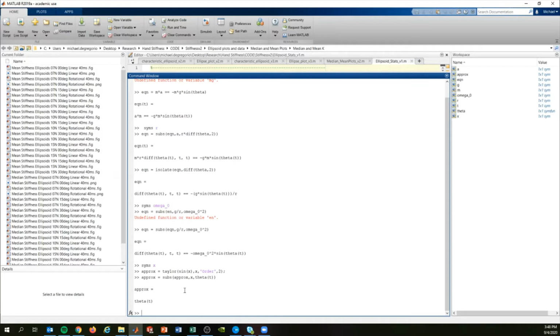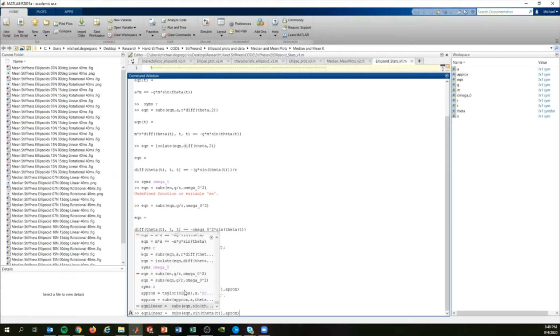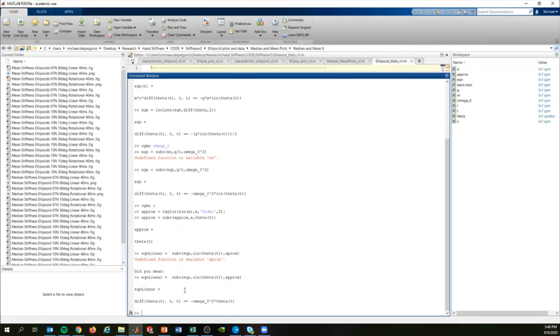That's pretty awesome. So we can make this linear equation, EQN linear, and that's going to equal, substituting into the equation, the sine of theta of t and the approximation. You need two P's. Look, Dr. D has some trouble typing. I apologize, I'm real sorry about that. But hopefully this will work.